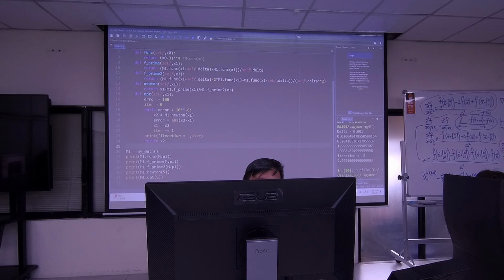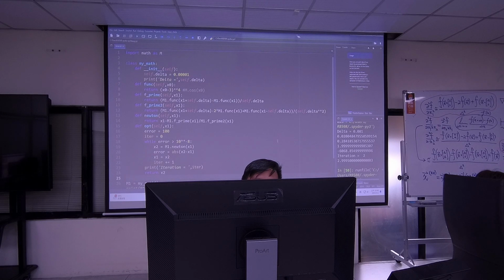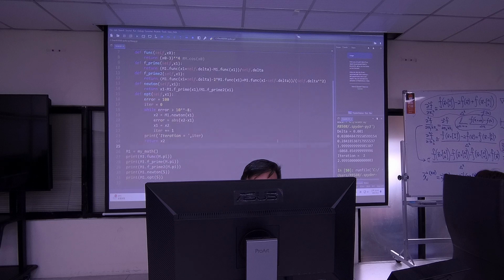Okay. Did you all get it? Okay, so this is Newton's method for a one-dimensional problem.